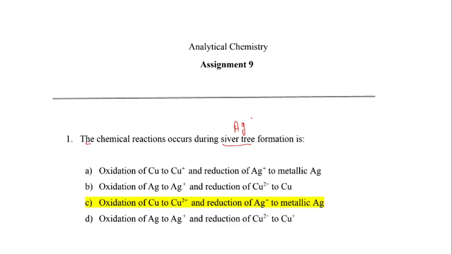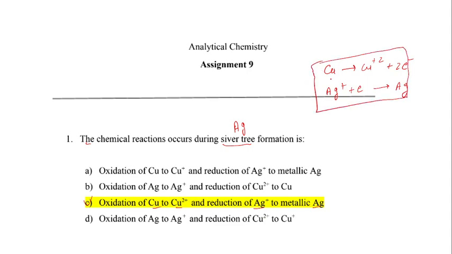So what will happen? The answer is already highlighted in yellow here: oxidation of copper to Cu2+ and reduction of Ag+ to Ag. So two reactions are going on here. First, copper is converting to Cu2+ by losing 2 electrons, and second, Ag+ is taking one electron and converting to Ag. So this reaction is clear.